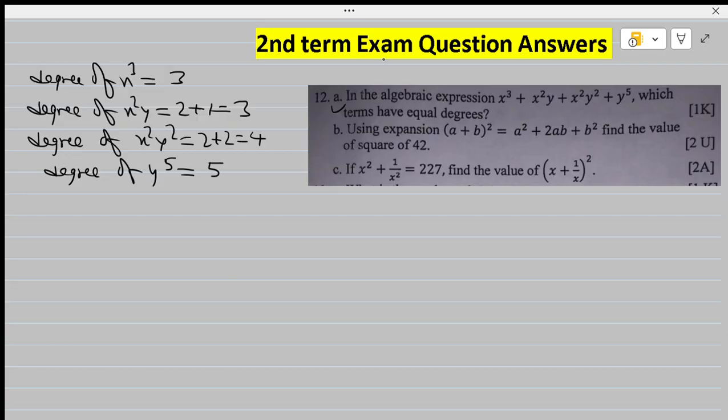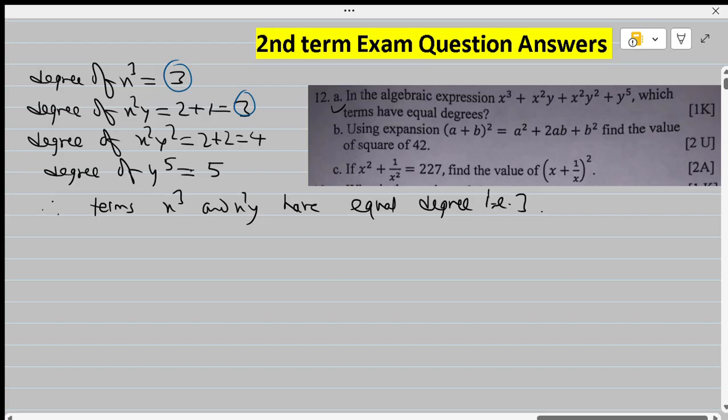So among these we ask which two terms have equal degrees. So for equal degree, you see these two, 3 and 3, and the terms are x cubed and x squared y, so we say the same. Therefore the terms x cubed and x squared y have equal degree, that is 3. Done. So that is part A.